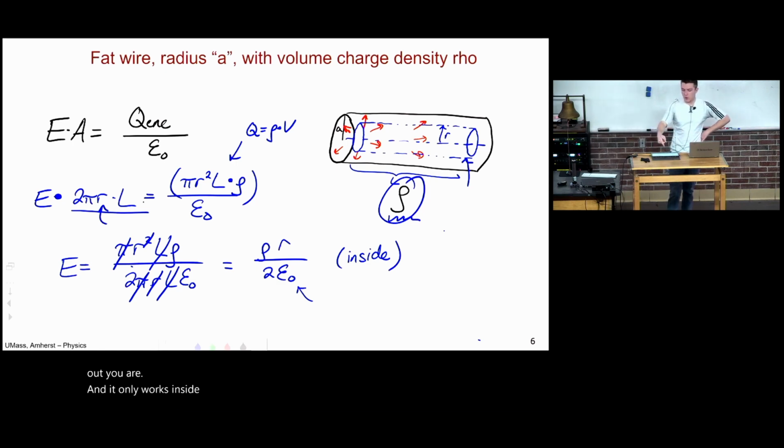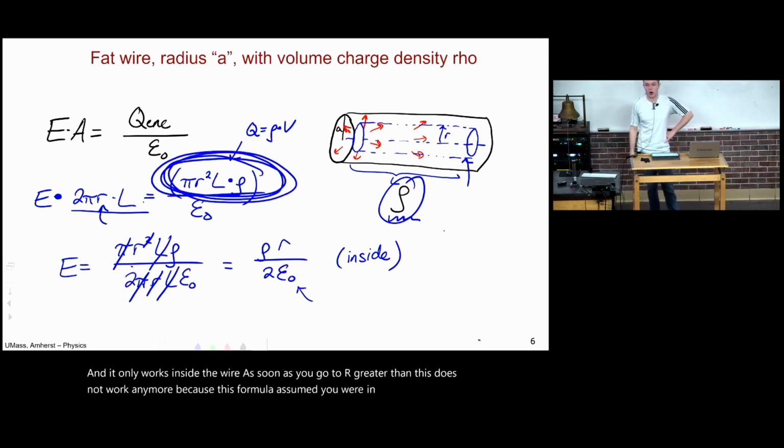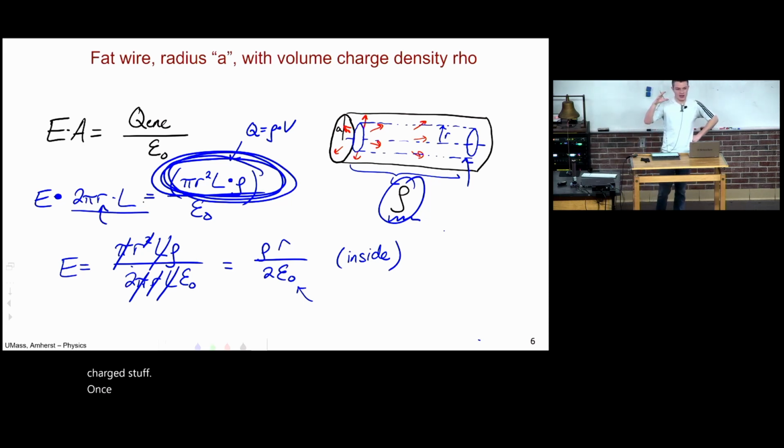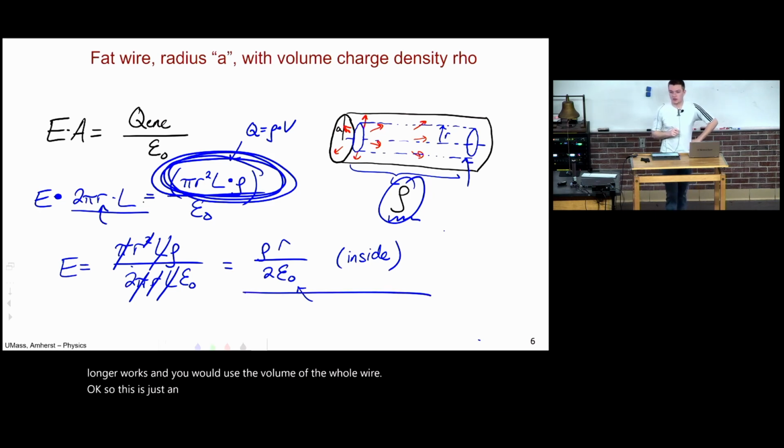As soon as you go to r greater than a, this does not work anymore because this formula assumed you were enclosing only like charged stuff. Once your imaginary cylinder gets outside, that formula for total charge no longer works, and you would use the volume of the whole wire. Okay, so this is just an example of a way you can use Gauss's law for a more complicated problem.